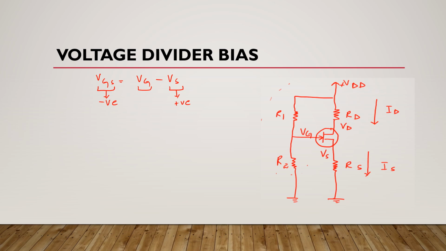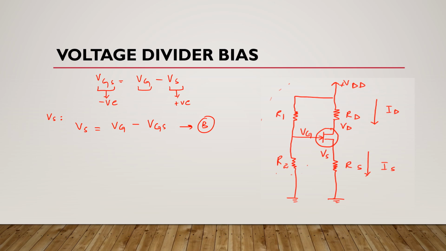Now if we rearrange this equation, we get the equation for source voltage, which will be source voltage is equal to gate voltage minus gate to source voltage. This is equation B.